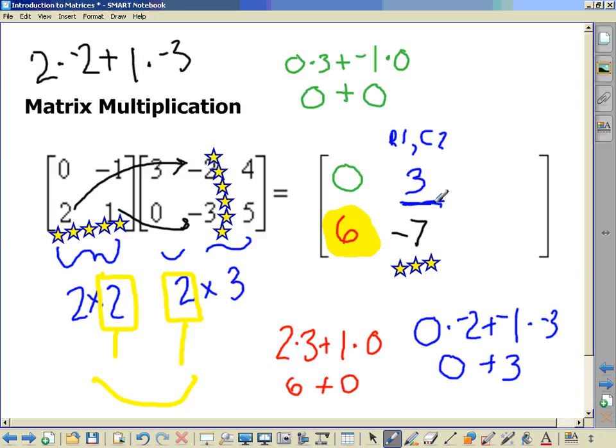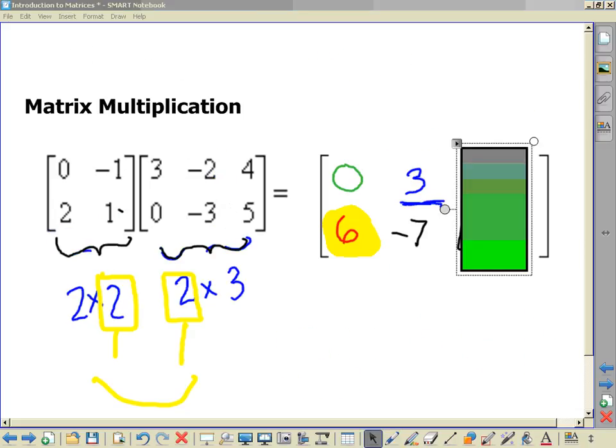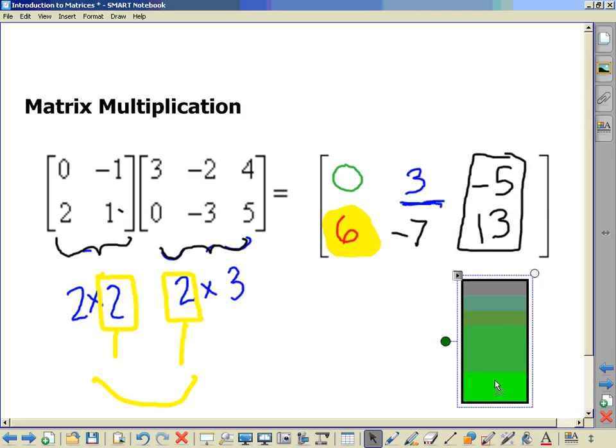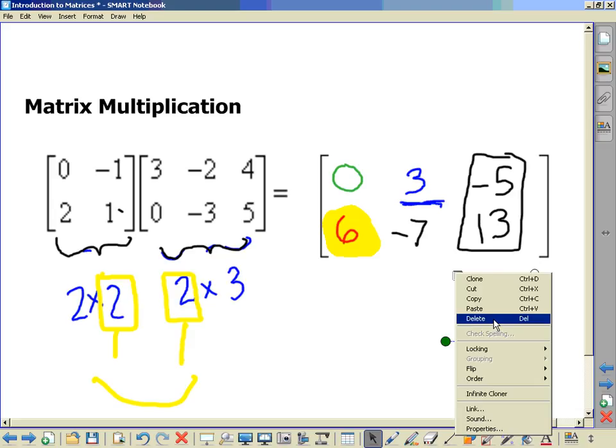See if you can come up with the last column. There's one more to go. We need to do row 1 times column 3 and row 2 times column 3 to fill out this last column. Press pause, see if you can do it. Okay, we're back, and let's see how you did for that last column. It is -5 and 13. Hopefully you got that as your last column to the matrix.